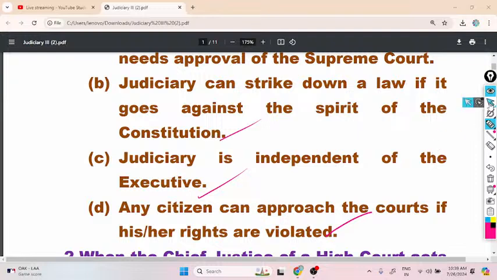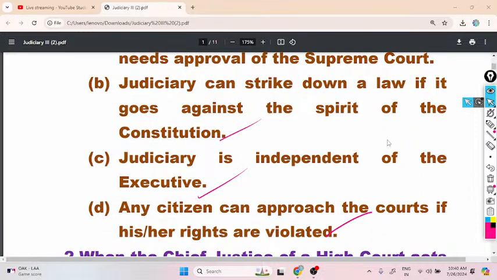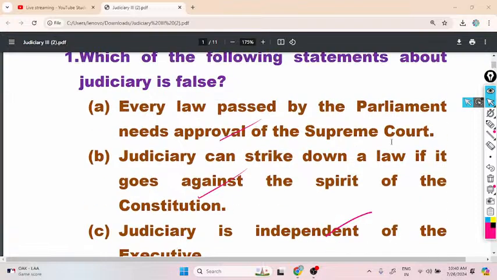So B, C, D are correct. A is incorrect. Question number 1, A is incorrect. So the answer is A.